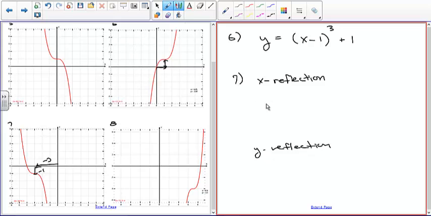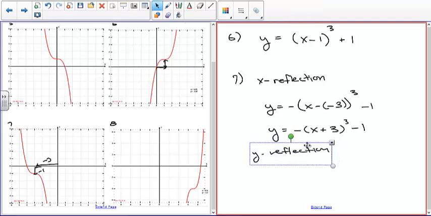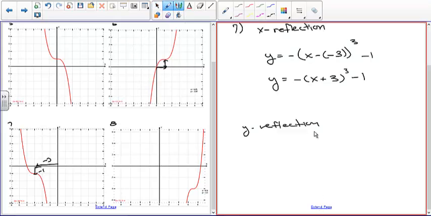So the x reflection would look like this. You'd have y is equal to negative the quantity x, and then we subtract the x displacement, which is negative 3. We cube that, and then we add the y displacement, which is negative 1. So you'll get negative x plus 3 cubed minus 1. I'm going to leave more space in here, because I think we're going to try to show these are the same.